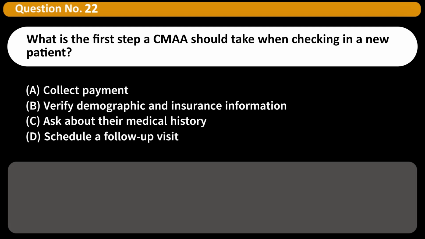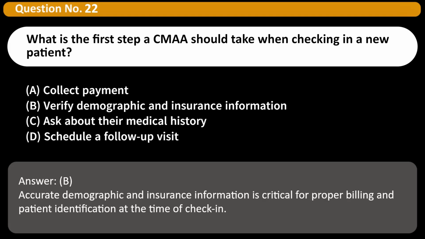What is the first step a CMAA should take when checking in a new patient? A. Collect payment. B. Verify demographic and insurance information. C. Ask about their medical history. D. Schedule a follow-up visit. Answer: B. Accurate demographic and insurance information is critical for proper billing and patient identification at the time of check-in.